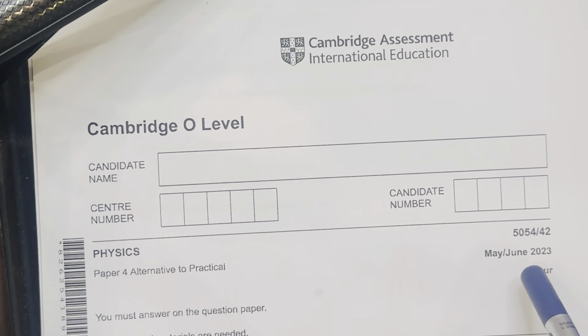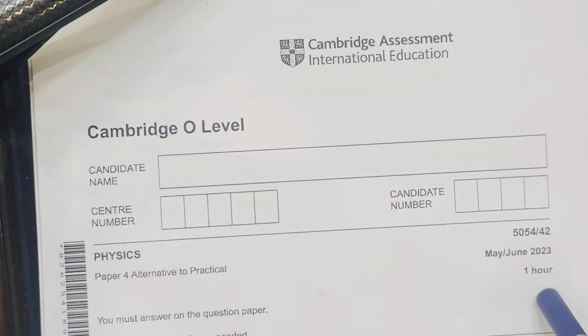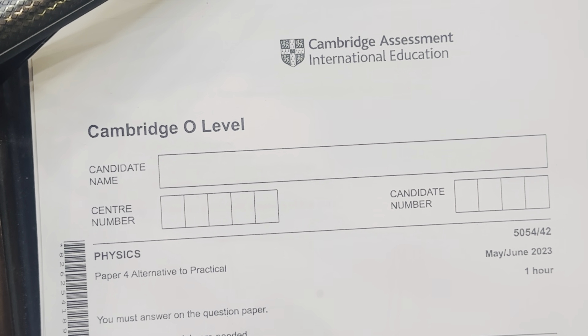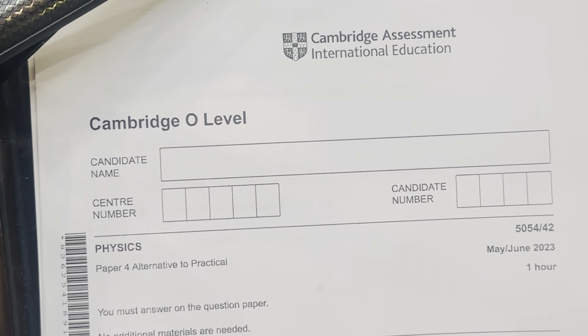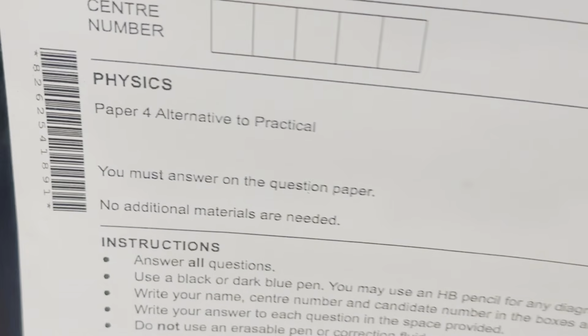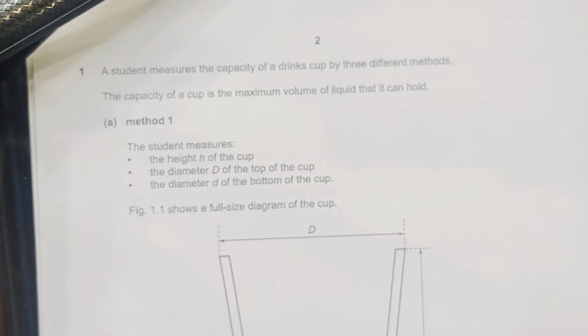For the session of May June 2023, we have the subject code 5054 and the variant is 42. We have 1 hour to solve this paper, and it is 40 marks. We have a total of 4 questions to solve. This is an easy paper.